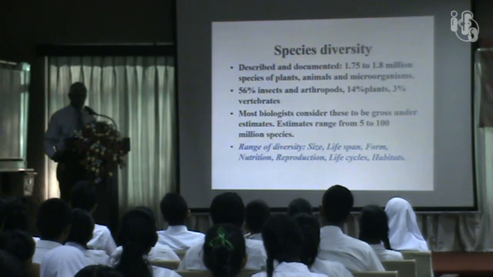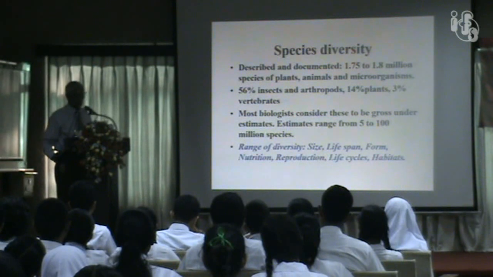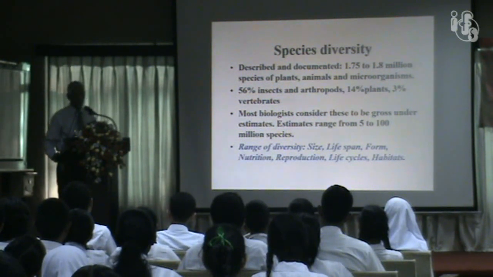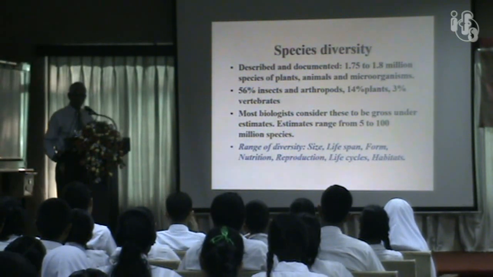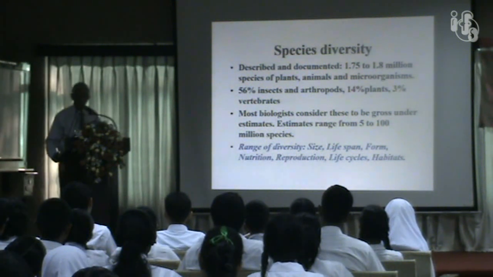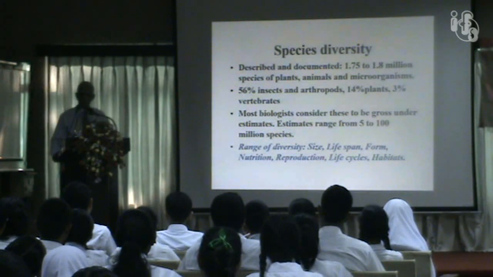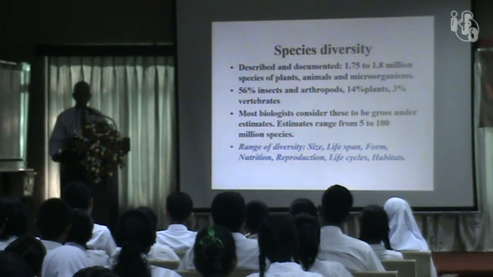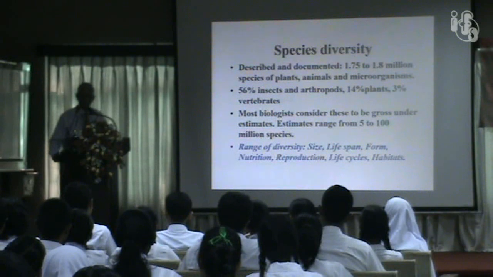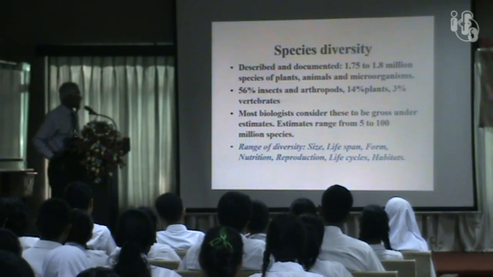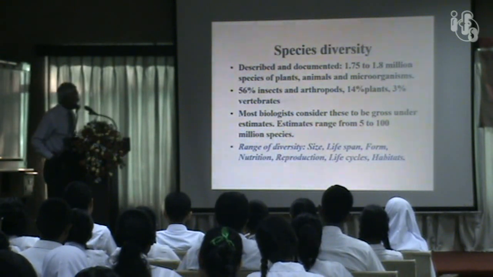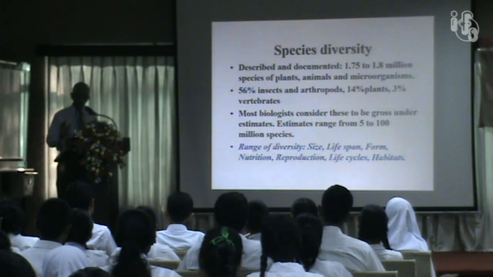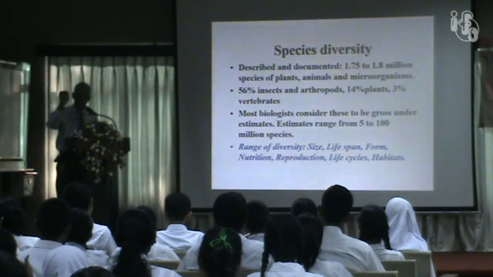Now, species diversity. What has been reported and recorded is that in this living world, today we have 1.75 to 1.8 million species of organisms, including microorganisms. Among these, 56%, more than half of the species, are insects and arthropods. In fact, some naturalists have predicted that someday they might take over the biosphere, the world, because they are so numerous in their number of species. Then 14% plants, 3% vertebrates.